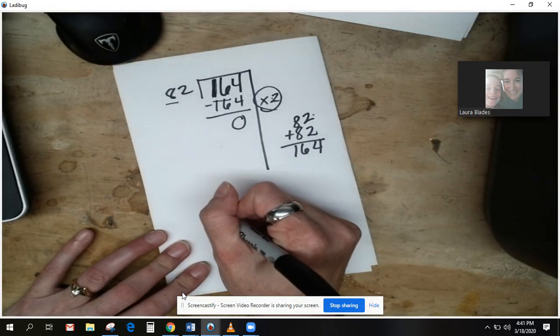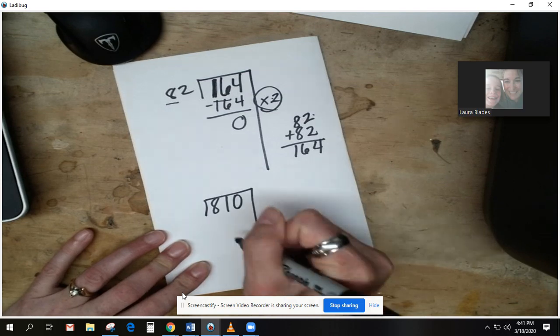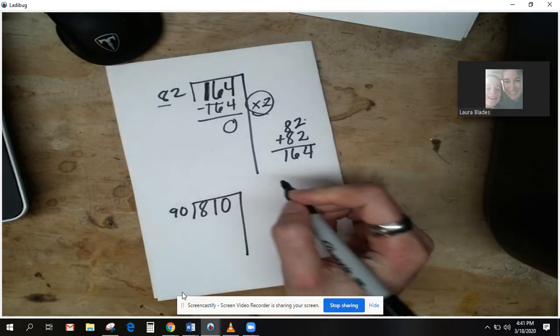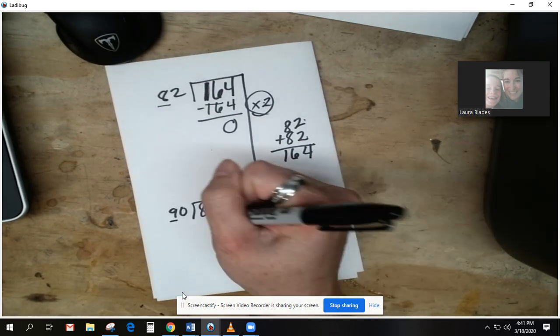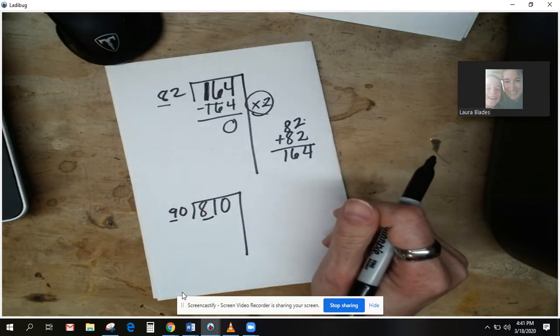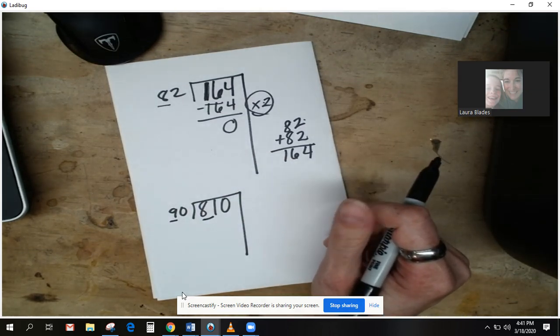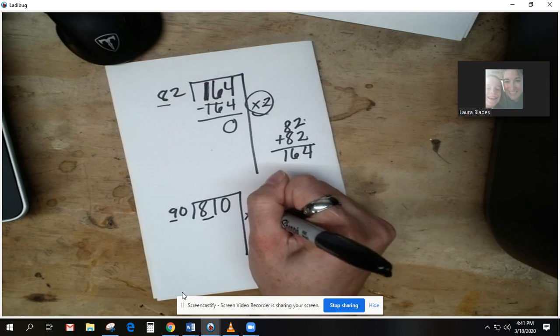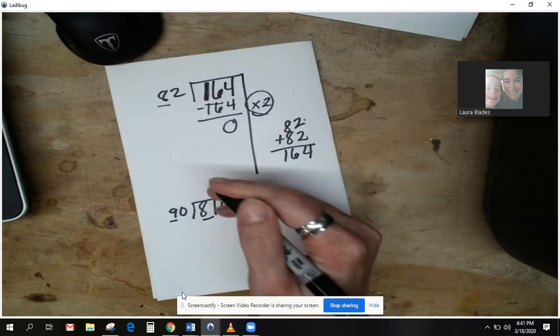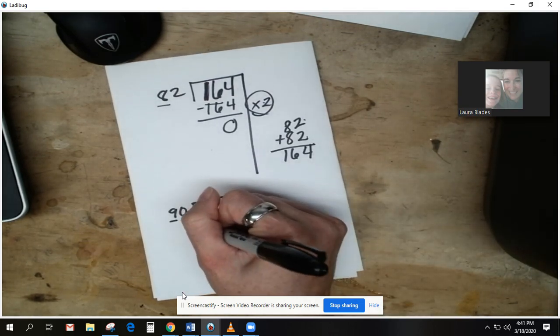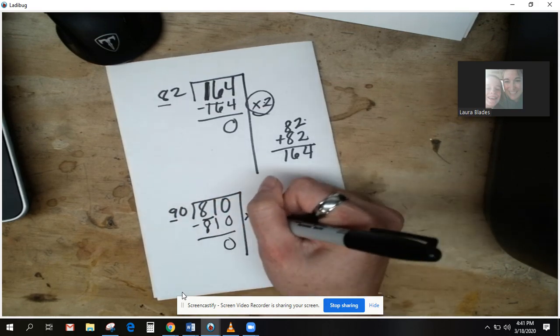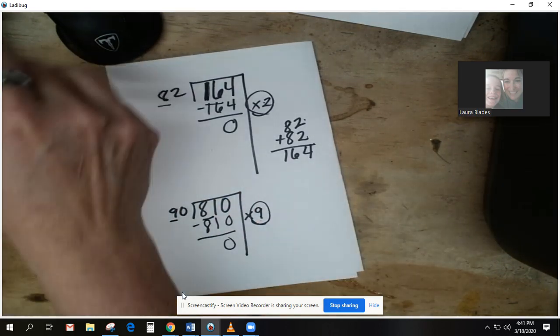So we've got 810 divided by 90. Again, finding those relationships, I automatically see 9 and I see 81. So I think, hey, I know 9 times 9 is 81. Let's give it a shot. So now I know 9 times 0 is 0 and 9 times 9 is 81. Subtract and 0. So I know my missing factor is 9.